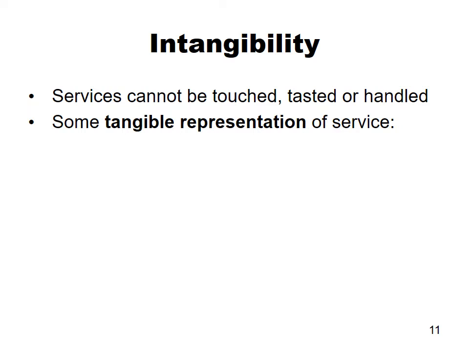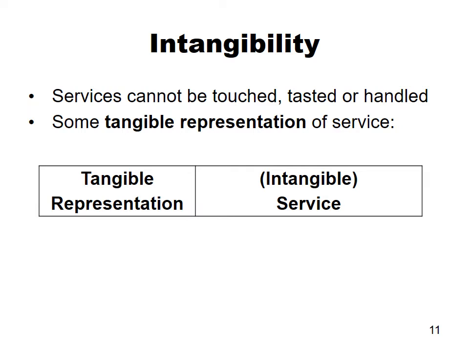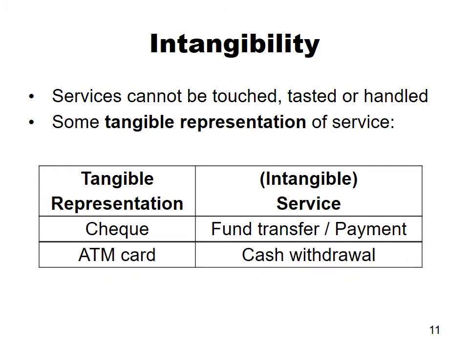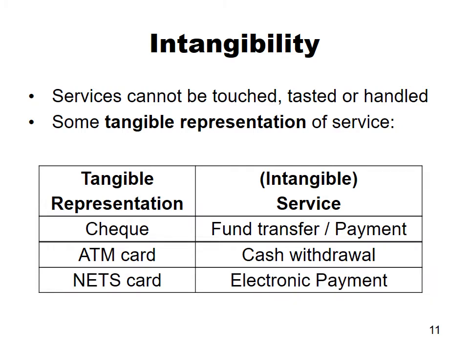Some tangible representation of service is required to make it easier for customers to relate to intangible services. A check is one good example. It helps to perform the service of fund transfer or payment. Next, an ATM card is a representation of cash withdrawal. A NETS card is a representation of electronic payment, which is an intangible service.